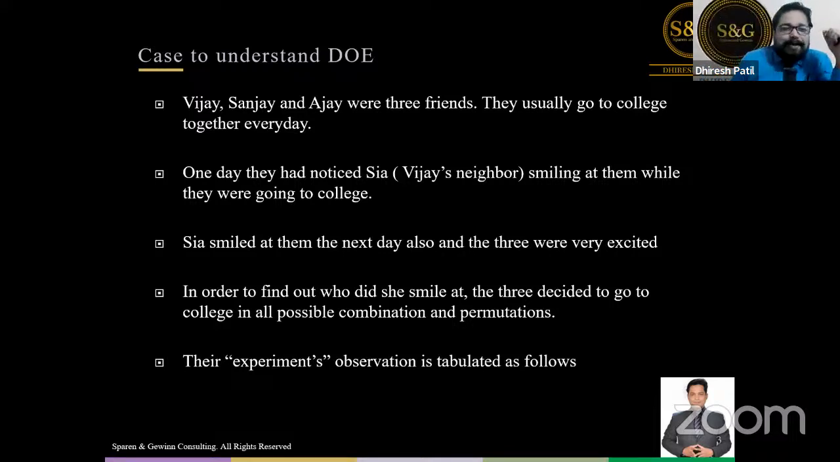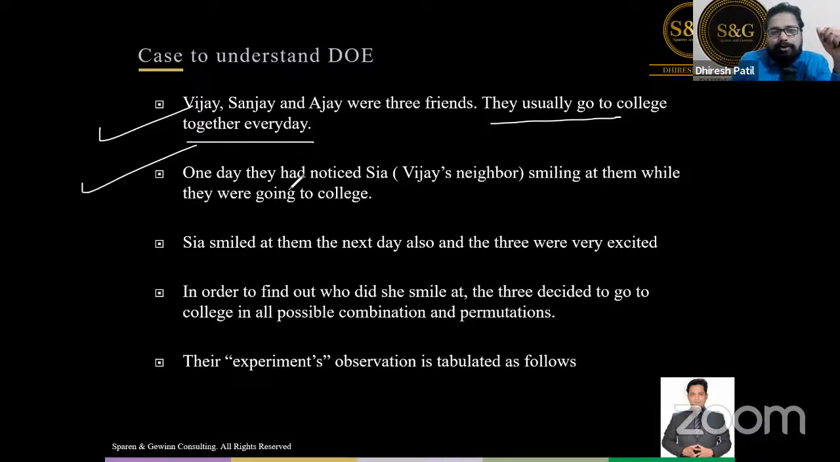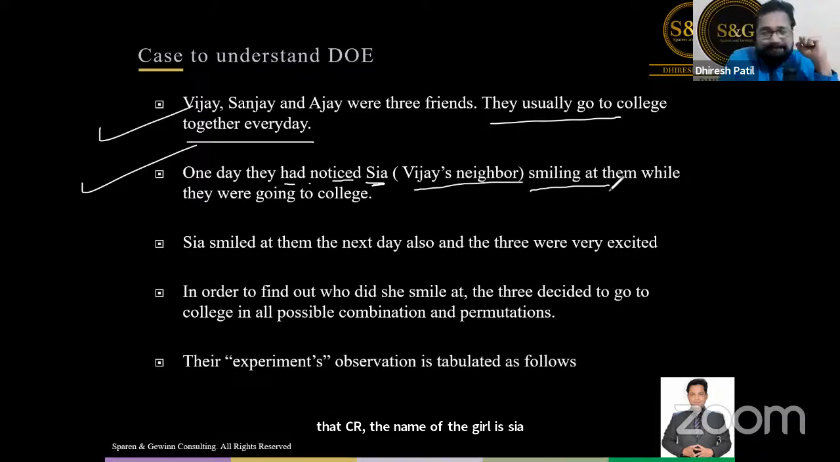Now, there are three students, three friends: Vijay, Sanjay, and Ajay. Let's look at this. They usually go to college together every day. And one day they noticed that Sia, the name of the girl, who is Vijay's neighbor, was smiling at them. It will give you that college days vibe. So these three young boys are going to college and Sia is smiling at them.